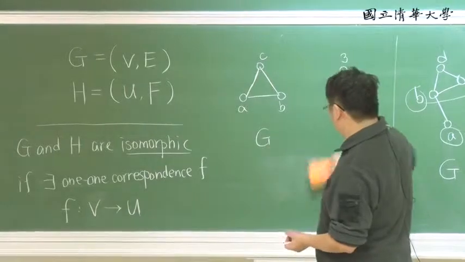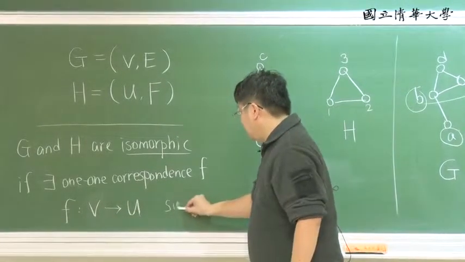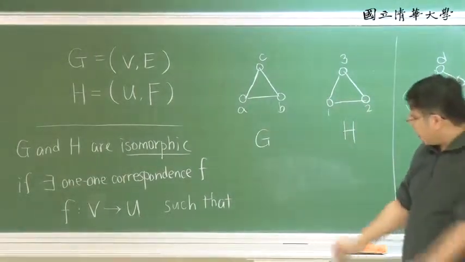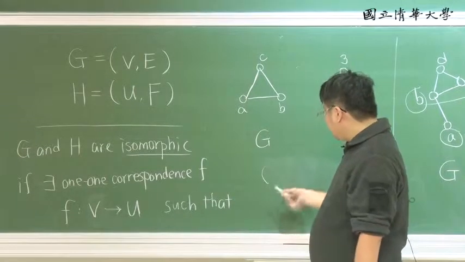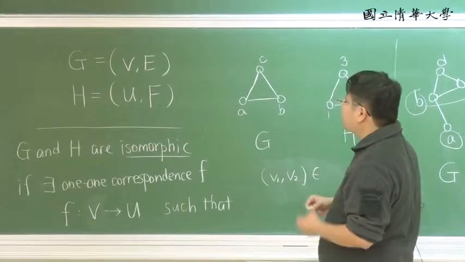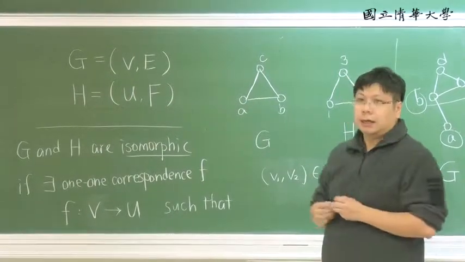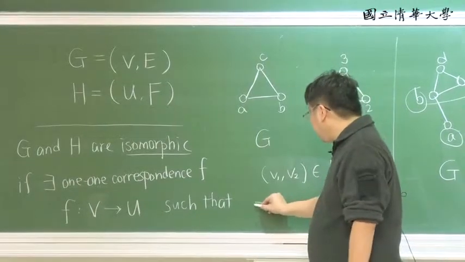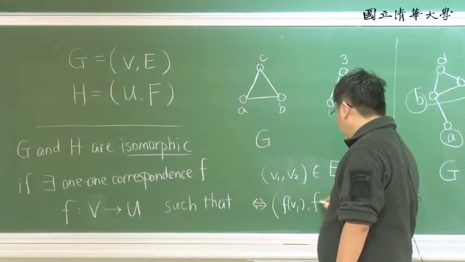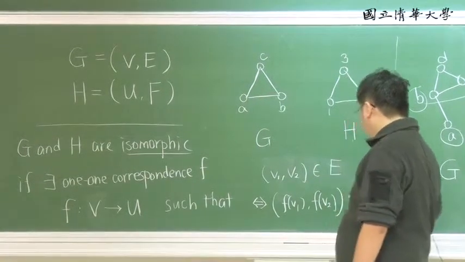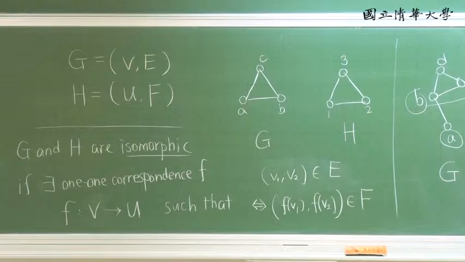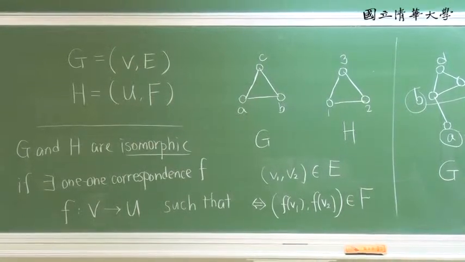Such that what? Such that, how do we define? Such that if you have some V1, V2 is an edge in E, then you must have, if and only if, F of V1, F of V2 is an edge in F. Is that okay? So this is the definition in mathematical notation.